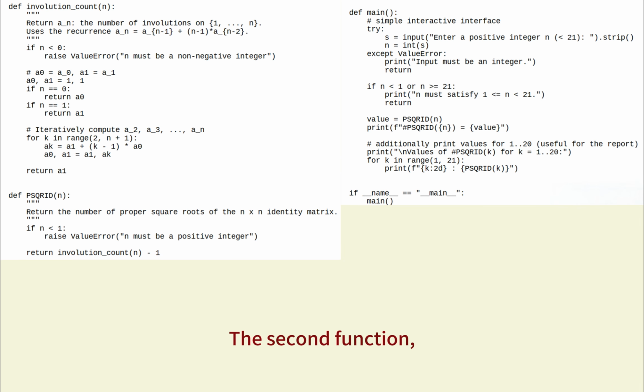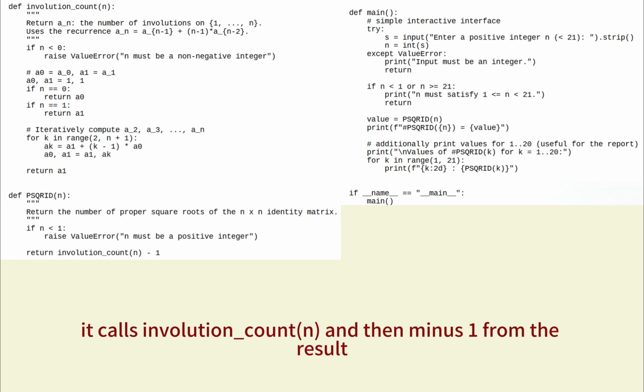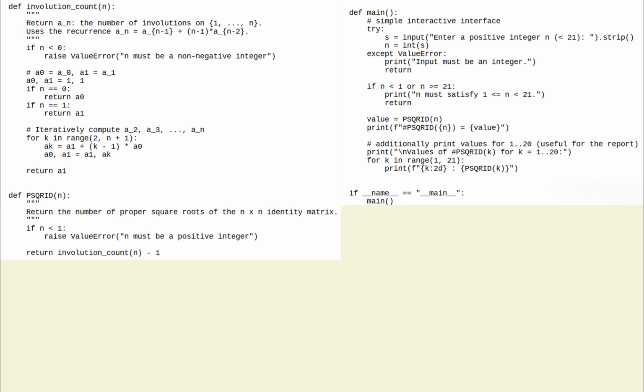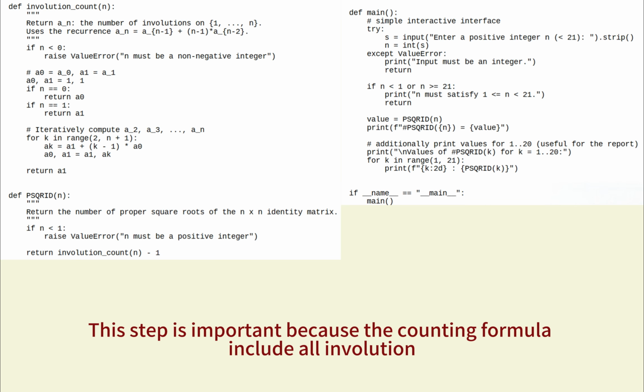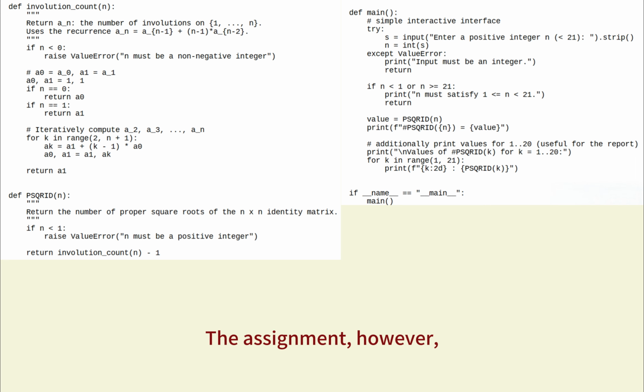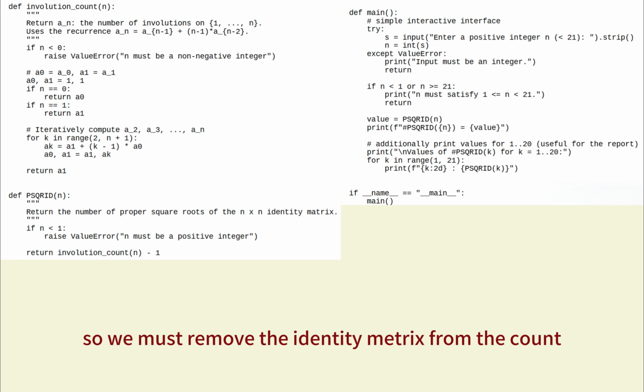The second function calls evolution_count(n) and subtracts 1 from the result. This step is important because the counting formula includes all evolutions. The assignment, however, only asks for proper square roots, so we must remove the identity matrix from the count.